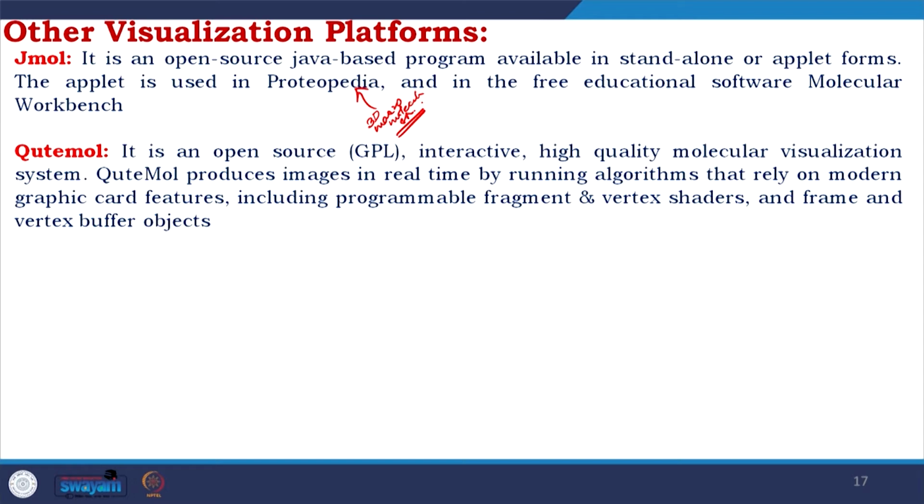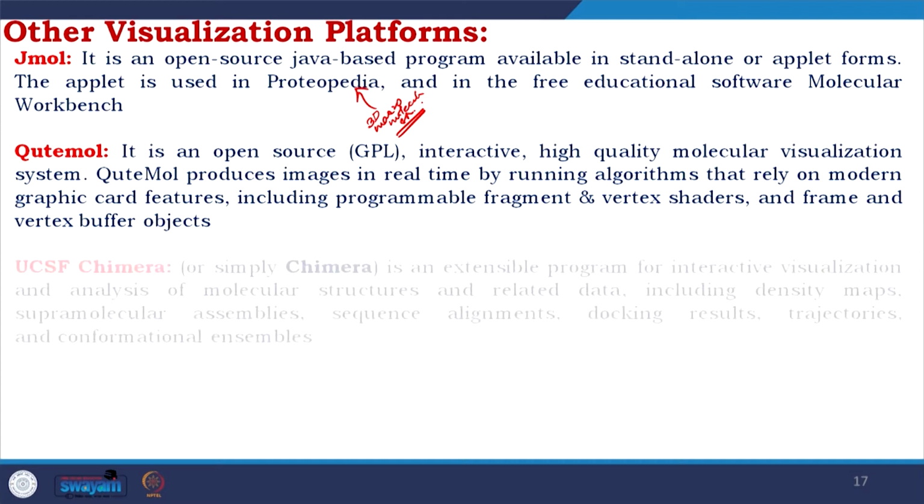Qtmol is an open source GPL interactive high quality molecular visualization system. Qtmol produces images in real time by running algorithms that rely on modern graphic card features, including programmable fragment and vertex shader and frame and vertex buffer objects.